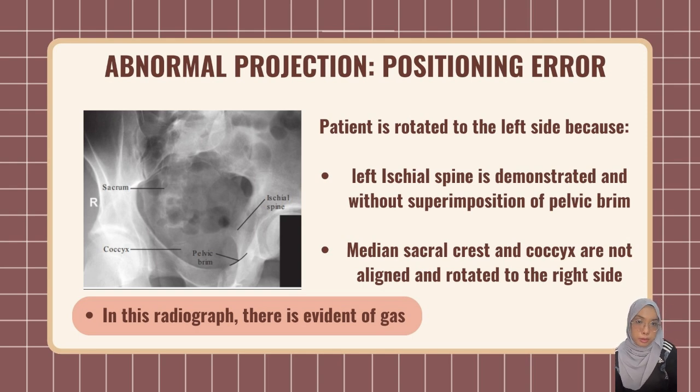Moving on to the abnormal radiograph for the sacrum AP view. In this radiograph, I would say there is evidence of rotation, more specifically on the left side, because the ischial spine should be superimposed with the pelvic brim. But in this radiograph, you can see on the left side it is not superimposed with the pelvic brim. The median sacral crest and coccyx are not aligned with the symphysis pubis and are rotated to the right side.